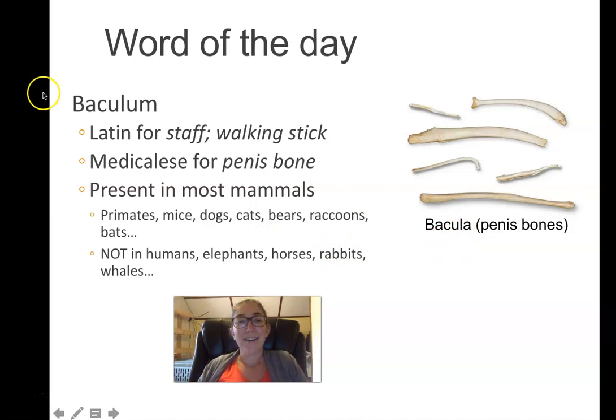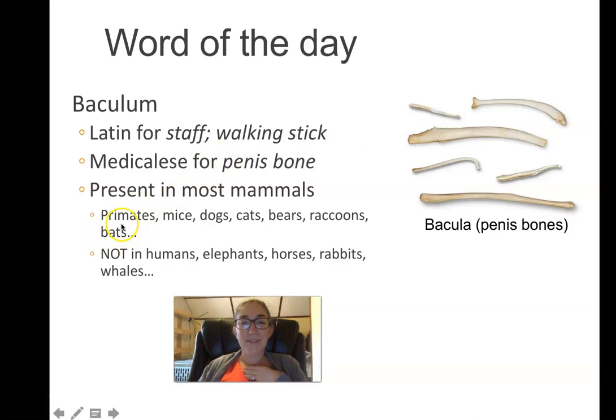There's actually some guy in, I can't remember, Sweden, somewhere in Europe, who converted his house into a bacula museum where he has a collection of penis bones from different animals. I'm not sure where the evolutionary branch happened, because there are several primates that do have a penis bone.